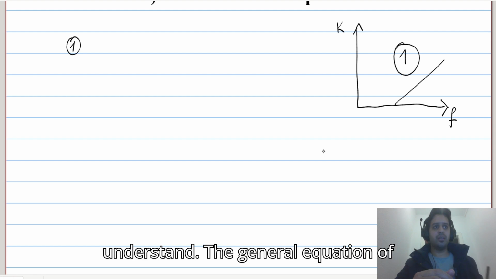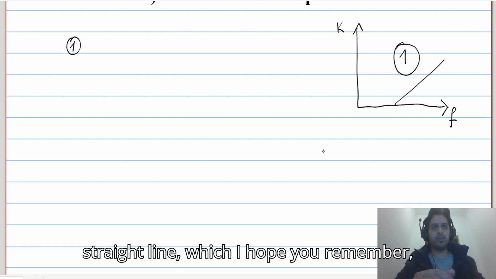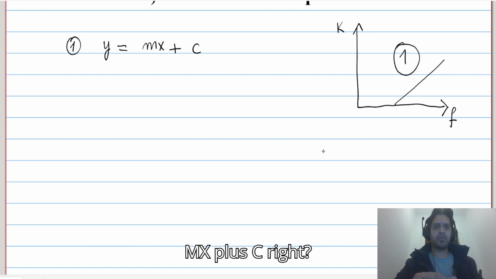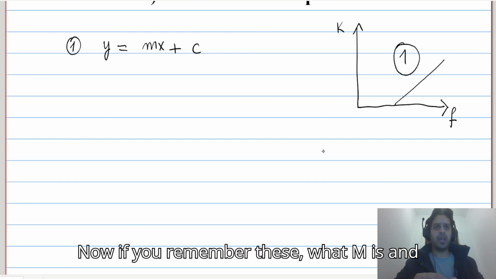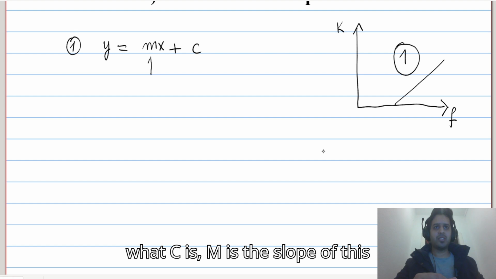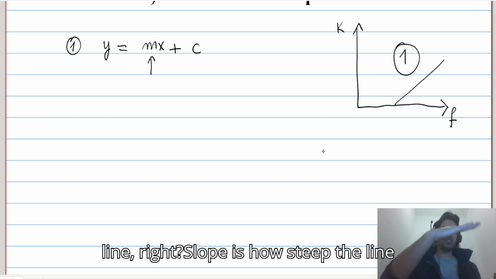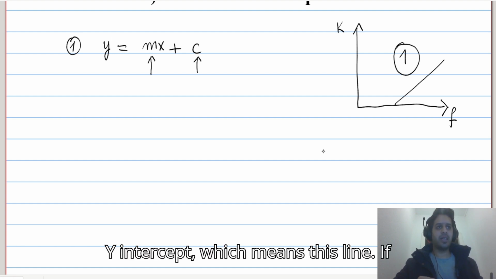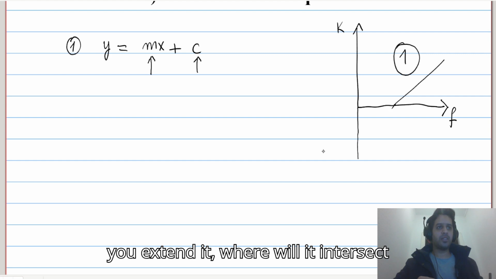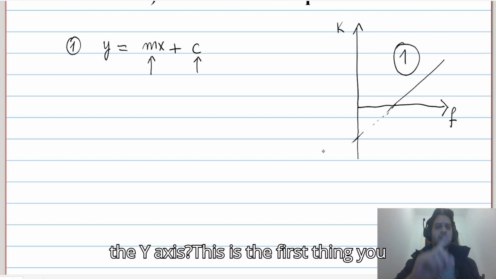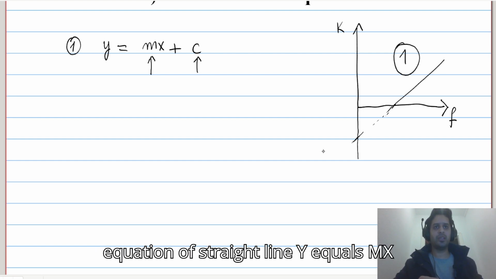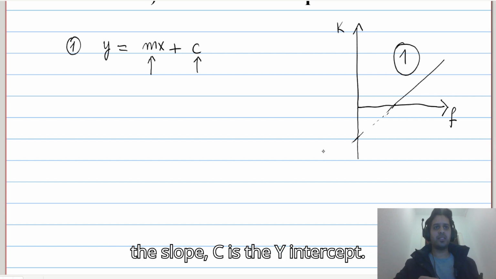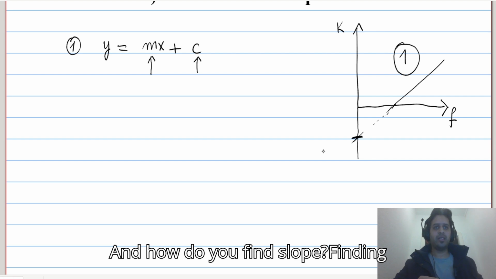So you need to understand the general equation of straight line, which I hope you remember, but let's just do a quick review. y equals mx plus c, right? m is the slope of this line. Slope is how steep the line is. And c here is the y-intercept, which means if you extend this line, where will it intersect the y-axis? Just remember the equation y equals mx plus c, and that m is the slope, c is the y-intercept.